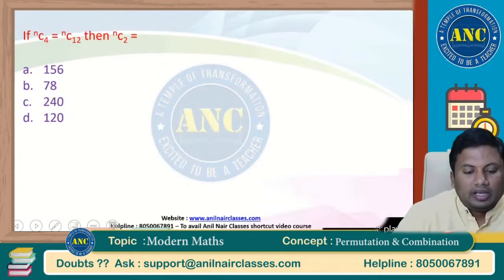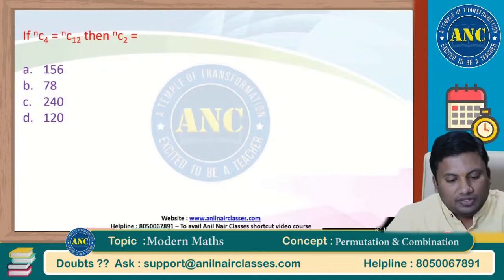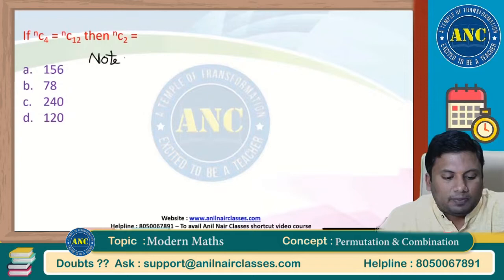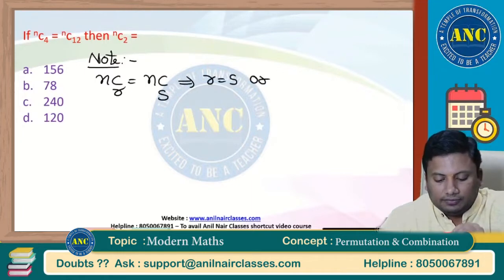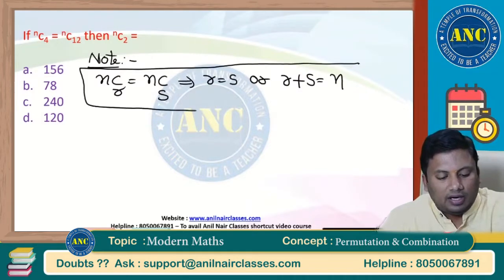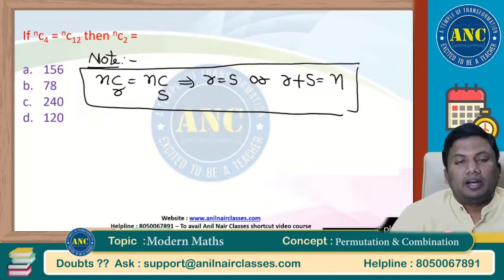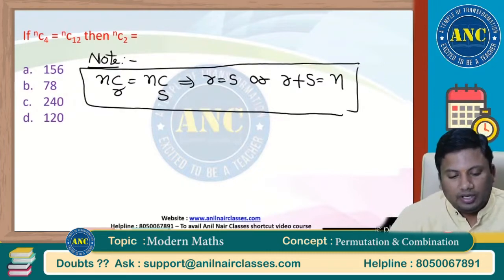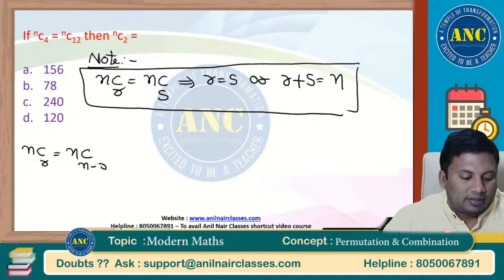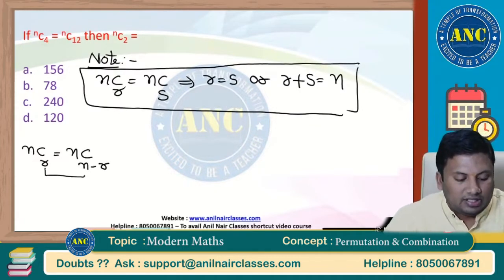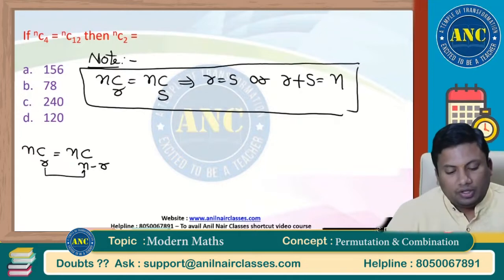Question number 2. Another important property which we discussed yesterday: if nCr is equivalent to nCs, there are two cases, either r equivalent to s or r plus s equivalent to n. How is it formed? Suppose nCr: selecting r is nothing but rejecting n minus r. This sum is equivalent to n.